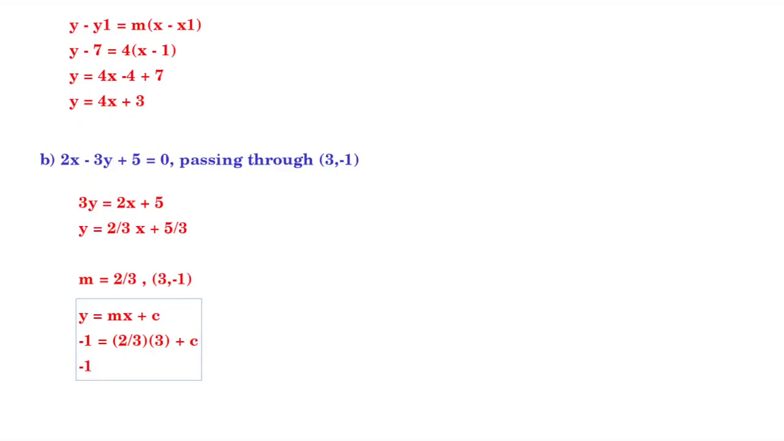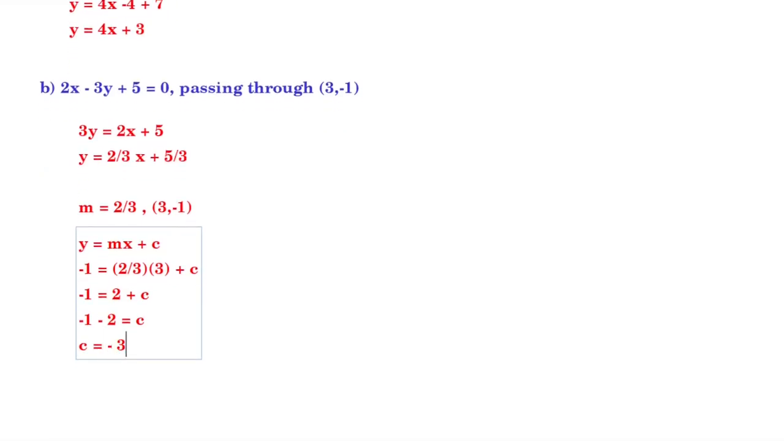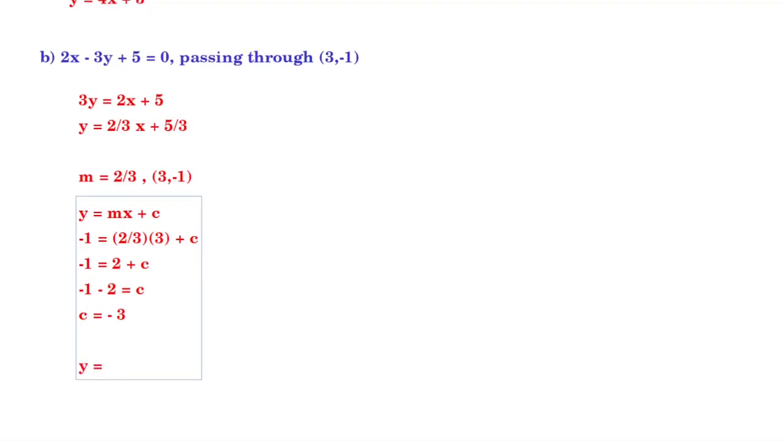Then let's simplify here. Negative 1 equals 2 on 3 times 3, which is positive 2, plus c. And then from there, let's subtract 2 from both sides. You're getting negative 1 minus 2 equals c, which simply means that c is now equal to negative 3. Now let's substitute back the m and the c to find the equation. So our equation is going to be y equals 2 on 3 x minus 3.